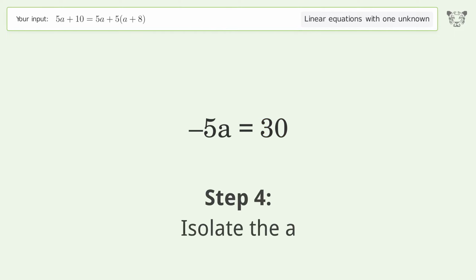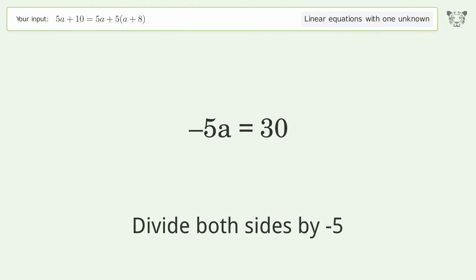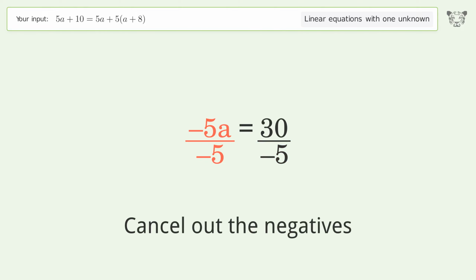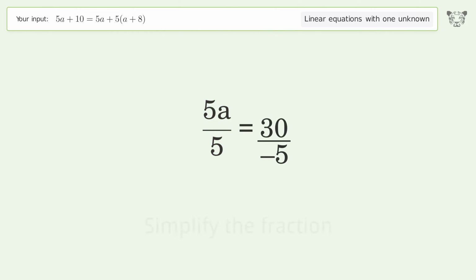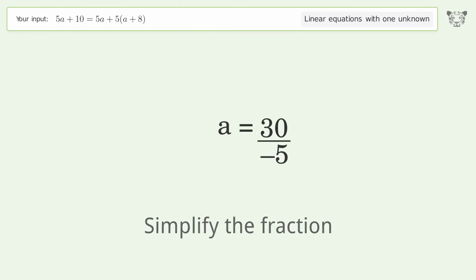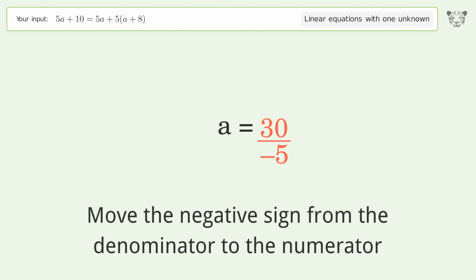Isolate the a. Divide both sides by -5. Cancel out the negatives. Simplify the fraction. Move the negative sign from the denominator to the numerator.